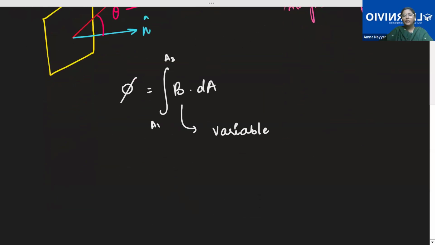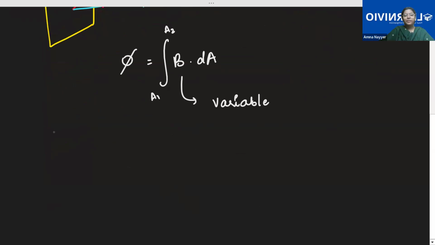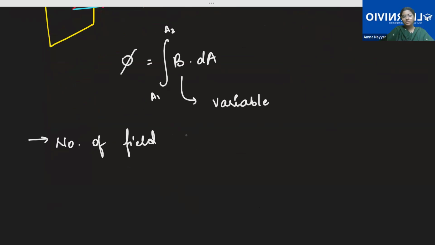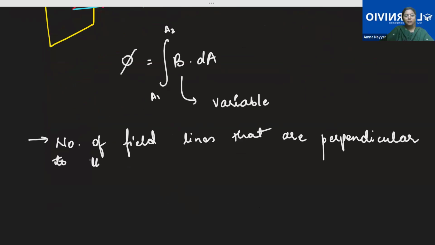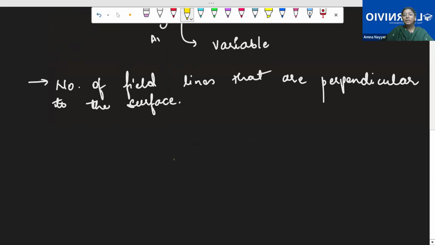This is one point. And for magnetic flux, you will only have to consider those number of field lines that are perpendicular to the surface. Okay, means only those lines should be considered that are making an angle of 90 degrees, like this.